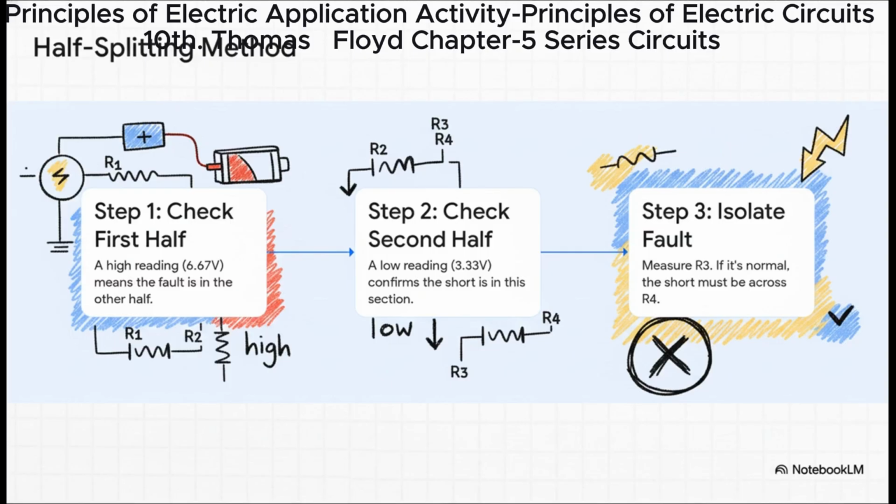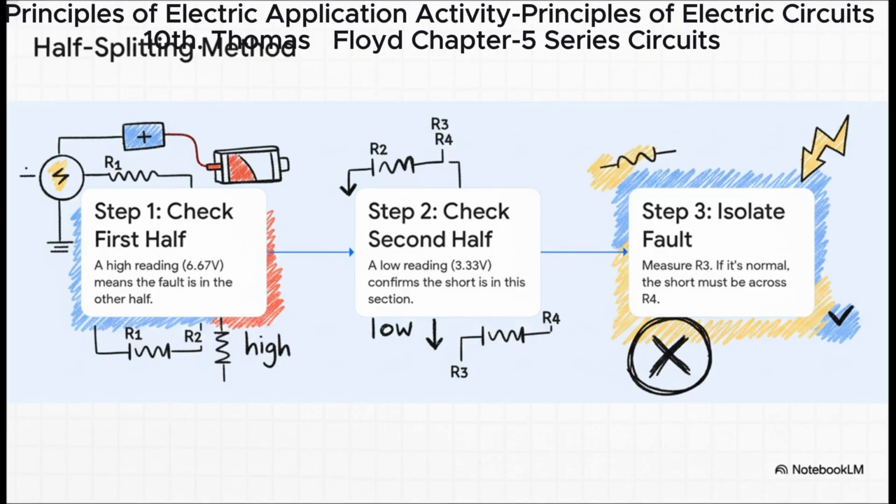We use a smart, systematic strategy called half-splitting. Okay, step 1. Our first measurement of 6.67V was higher than expected. That tells us the total resistance of the circuit went down, so the short must be in the other half of the circuit.